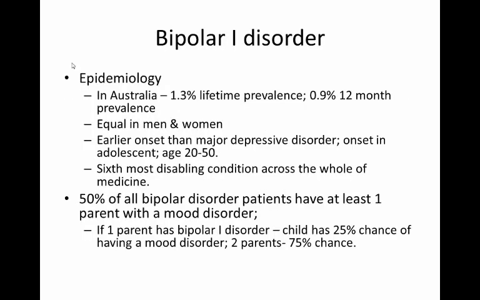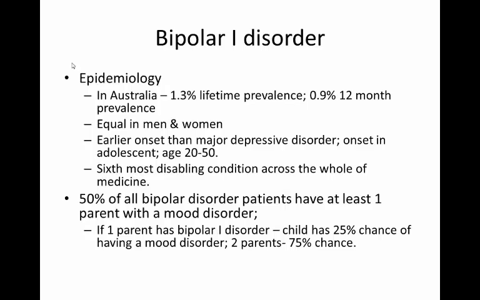On this next slide is presented the epidemiology of bipolar disorder. In Australia, there is a 1.3% lifetime prevalence for all people and a just under 1% 12 months prevalence, so it is not uncommon. It has equal prevalence in men and women. It has an earlier onset than major depressive disorder, with onset in adolescent years and between the ages of 20 to 50, so very uncommon in older age years. And it is the 6th most disabling condition across the whole of medicine.